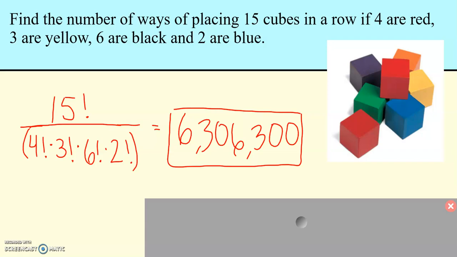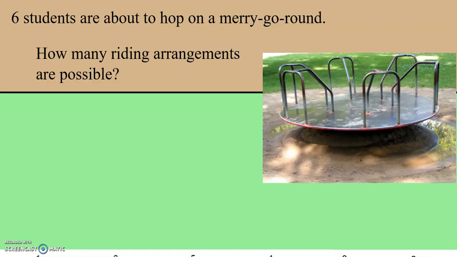We're now going to go on to a new type of problem here. So let's say 6 students are about to hop on one of these merry-go-rounds. I don't know if you've had experience with those growing up on the playground, but there's 6 people about to hop on. How many riding arrangements are possible? Now, if you think about this, there are 6 spots on the merry-go-round, so you might just think, well, it's 6 factorial. But here's the thing about this object. It's a circle and it spins.